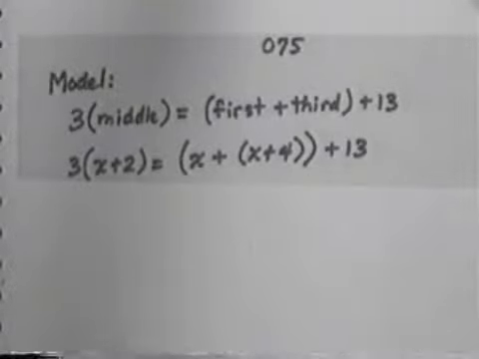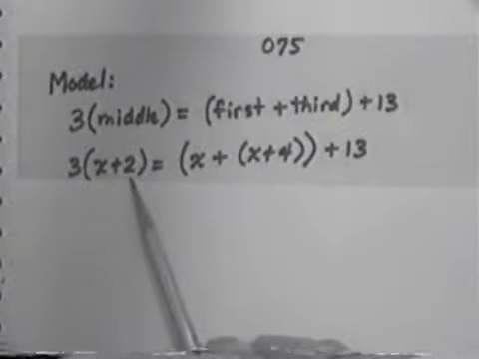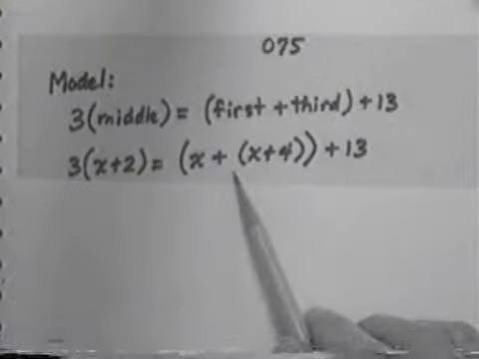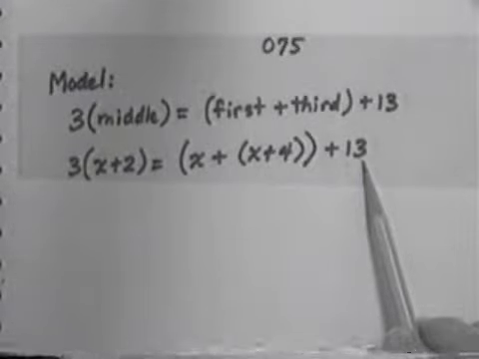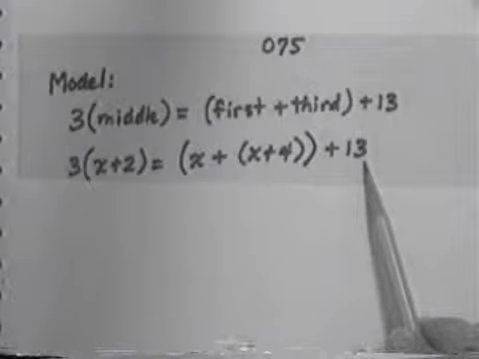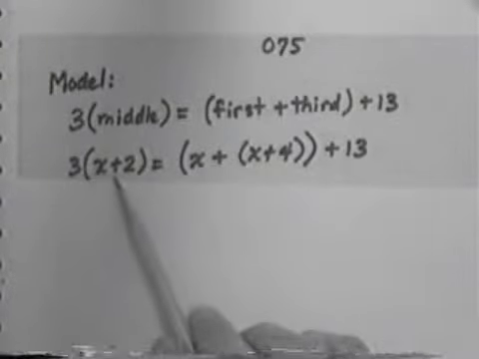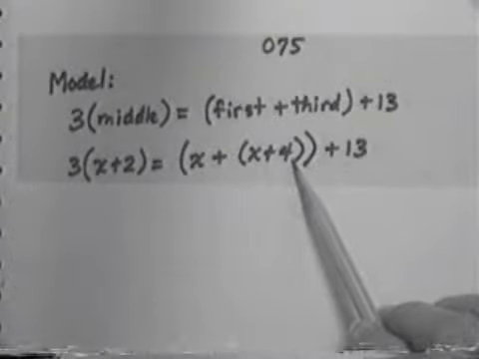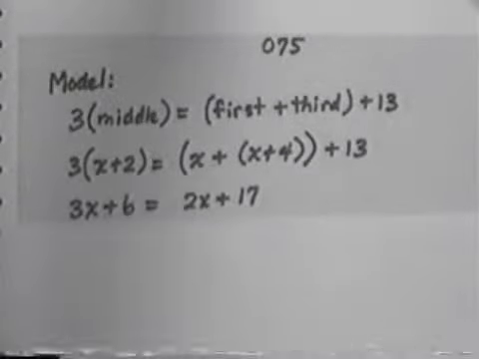And so we've accomplished our first step, which is to translate this to an equation. We have 3 times the expression x plus 2 is equal to, in parentheses, x plus the expression x plus 4, then add 13. All that's left is to solve. We simplify on the left by multiplying 3 by the parentheses, and we get 3x plus 6. On the right, combining the like terms in parentheses, we get 2x. We add 4 to that, but the 4 is going to be added to 13, and that gives us 3x plus 6 on the left is equal to 2x plus 17 on the right.